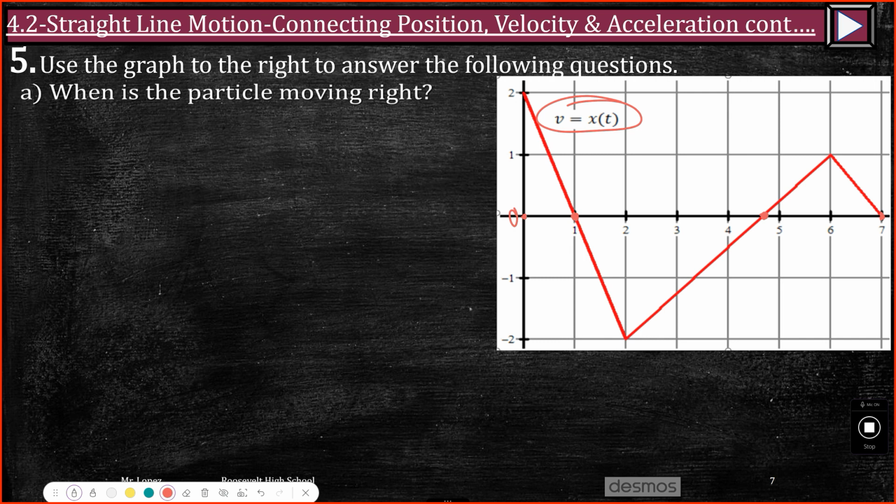So let's say this is 4.8. So it's going to go from 0 to 1. So what are we going to say? When the velocity is greater than 0? It's from 0 to 1 and from 4.8 to 7.